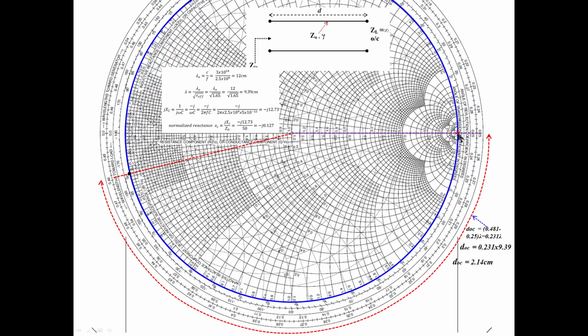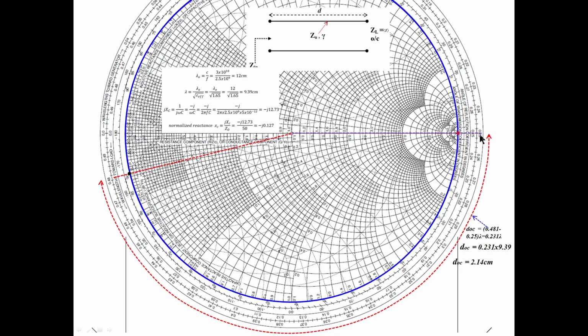You should not do it from here because it is open circuit. Open circuit means from here you should do. Measure the distance from this point, starting from the load point. How to measure the distance? Passing through this load, you draw a line. It intersects the wavelength scale somewhere.